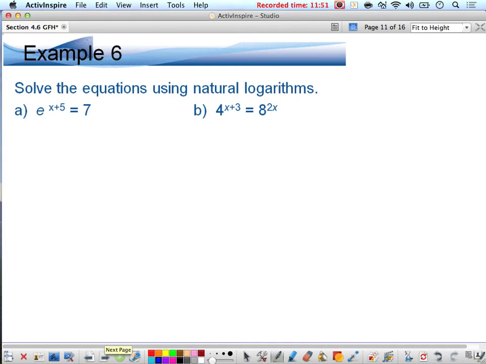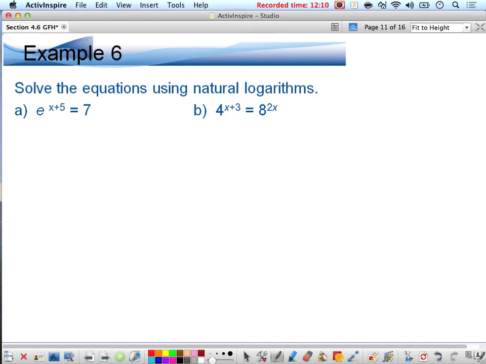These are the final 2 examples for exponential form. So even though this video is going a little long, let's go ahead and knock these out. And then we'll stop when we start logarithmic equations and we'll start a new one. Let's take a look at part A here. I have e to the x plus 5 is equal to 7.